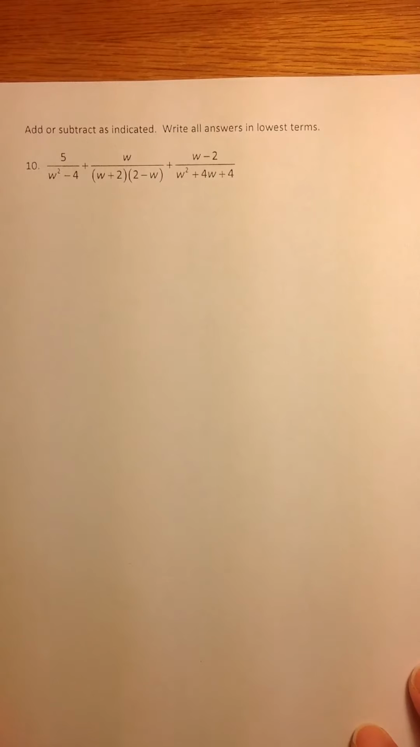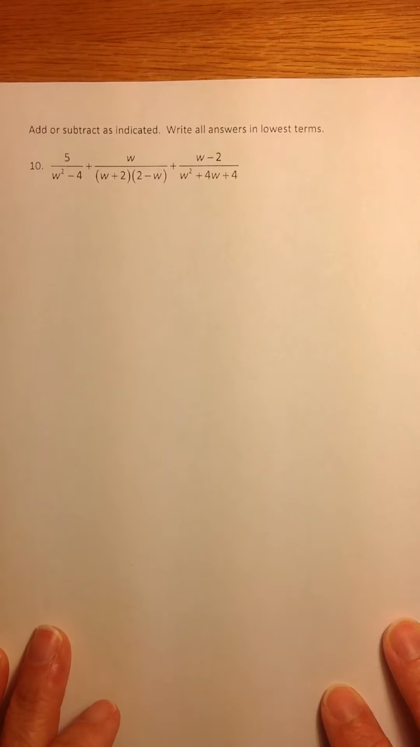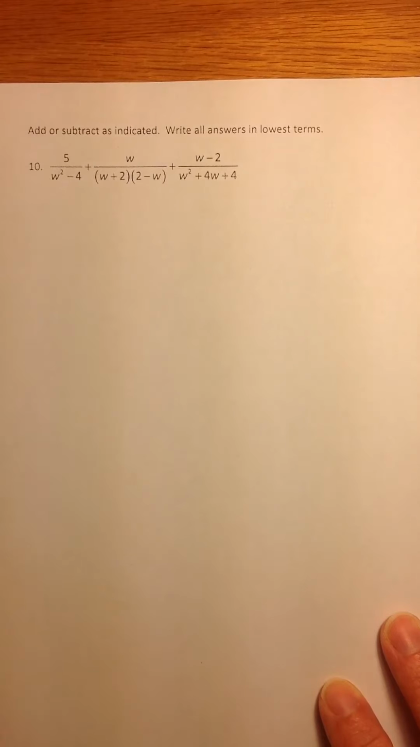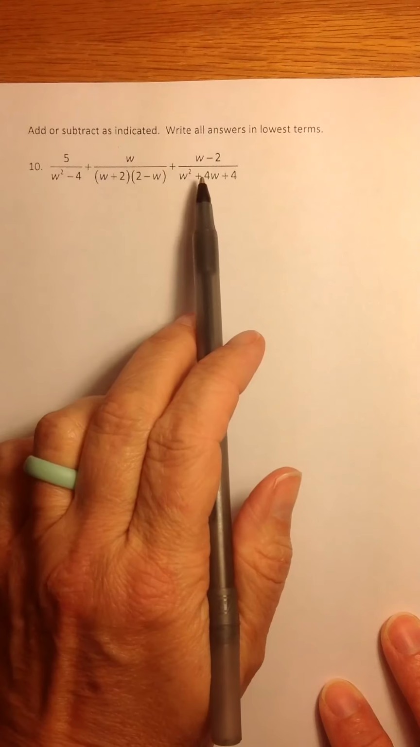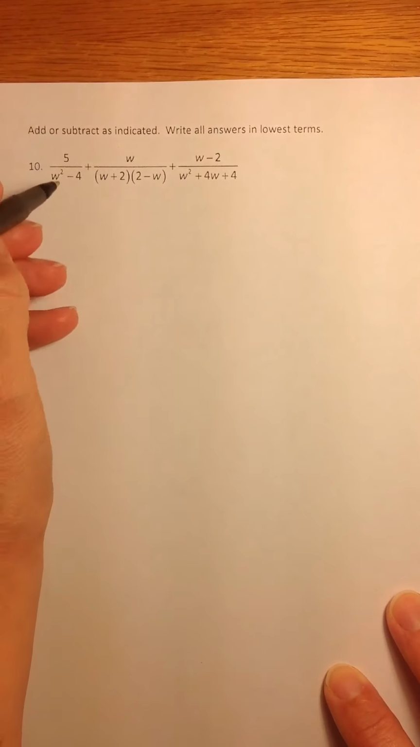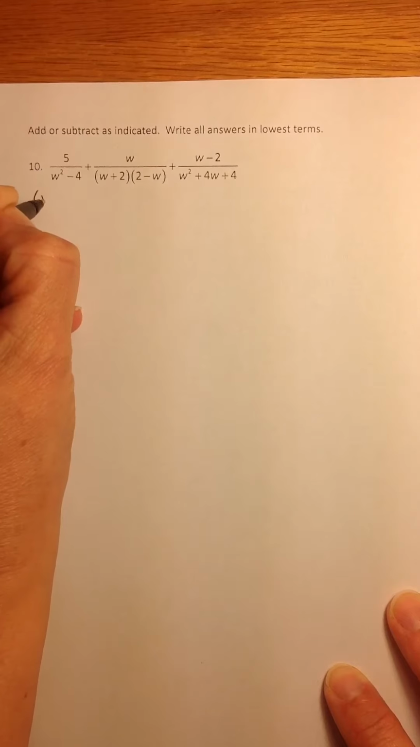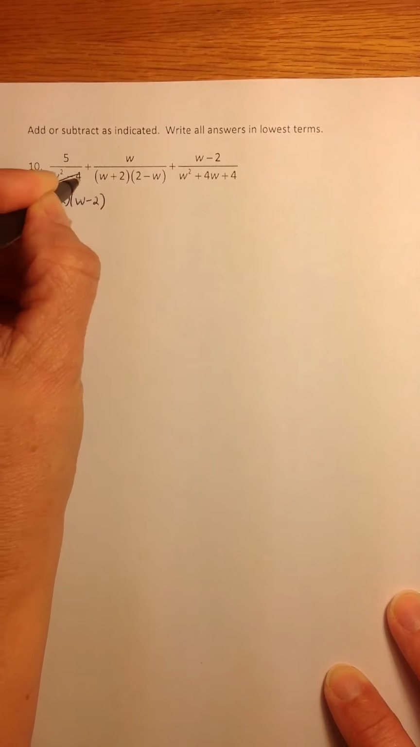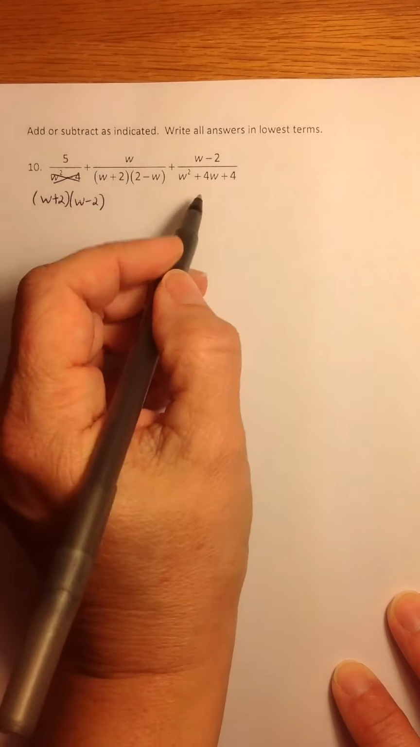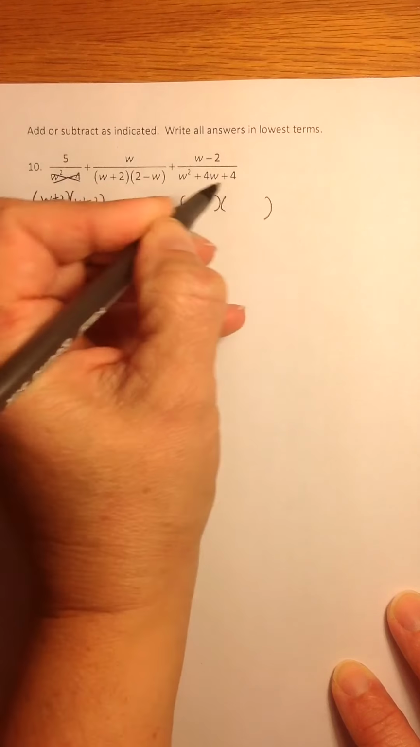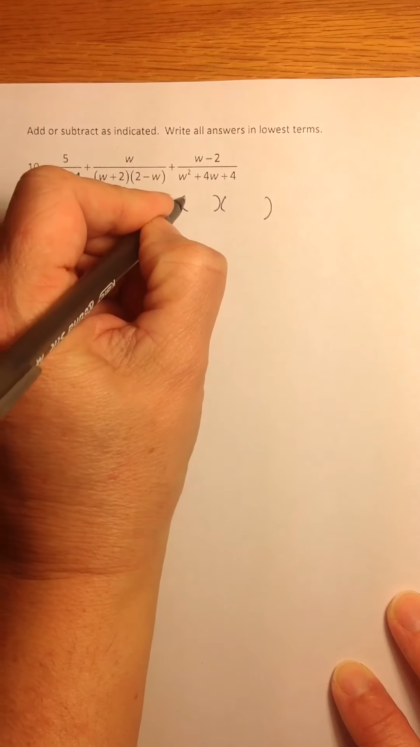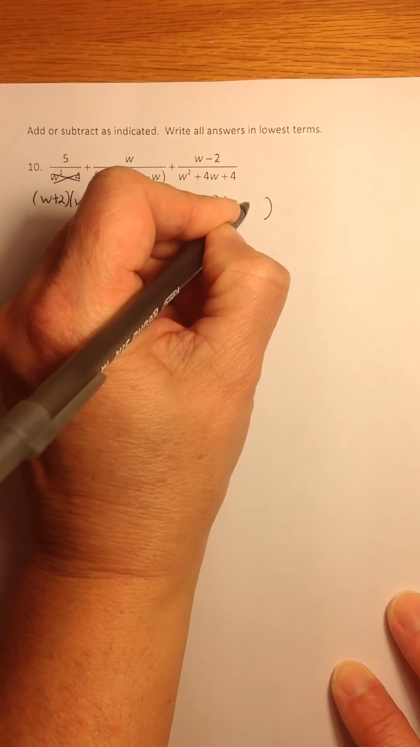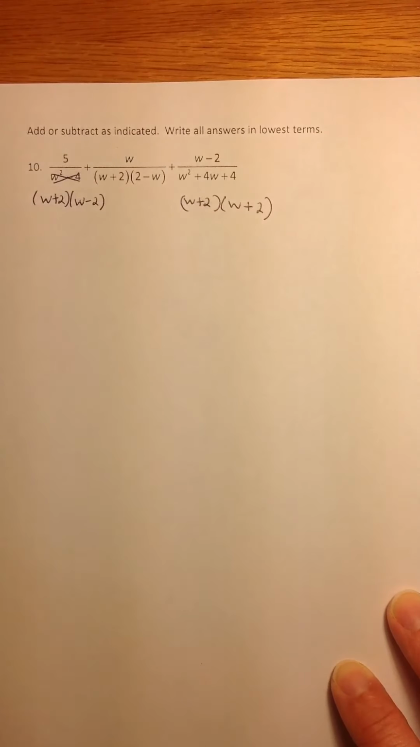Here is 6.2, number 10. It is by far the hardest because it has incorporated everything we've talked about. We are going to begin by factoring the first denominator and third denominator completely. So this is a difference of squares, so I'd have w plus 2, w minus 2, and I would no longer need this. This is a trinomial, so I'm going to factor this. I'm going to multiply to 4 and add to 4, so I get w plus 2, w plus 2.